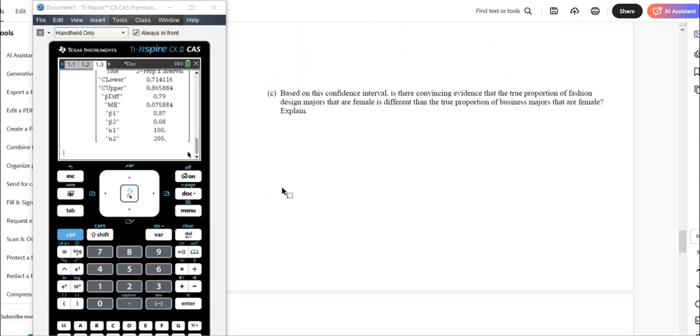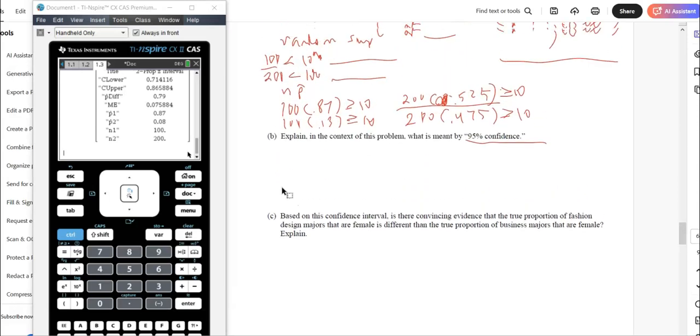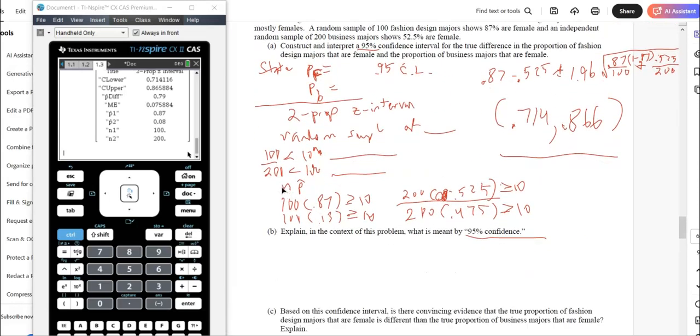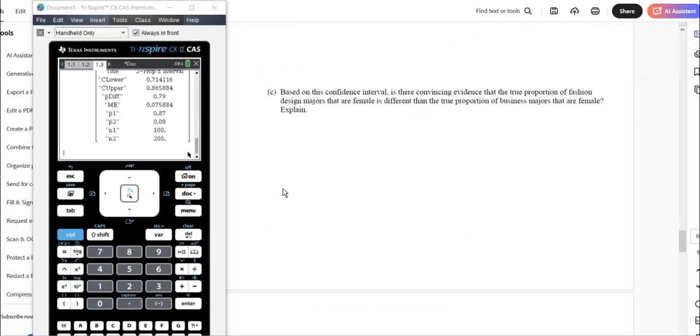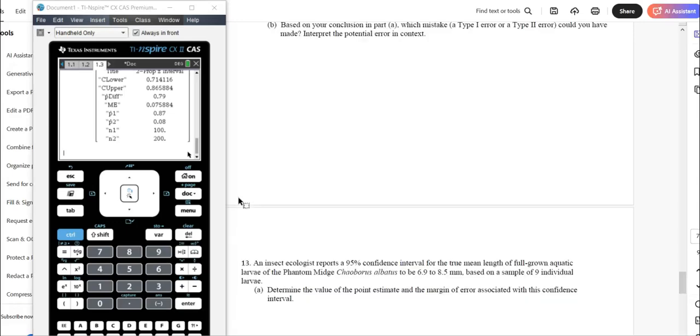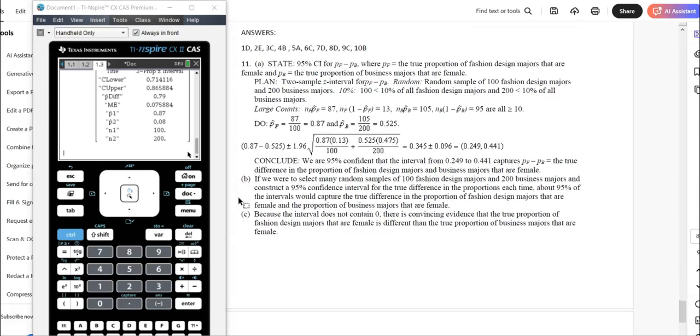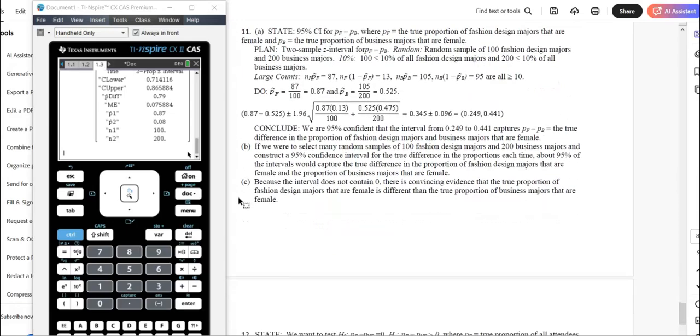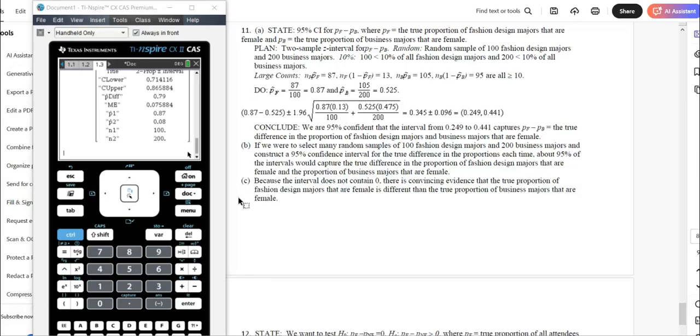Based on the confidence interval, is there convincing evidence the true proportion of fashion is different than the proportion of business majors? Let's look. Is 0 in the interval? No. Since 0 is not in the interval, we don't have evidence that there is a difference in the proportions. 0 is a plausible value. There could be no difference. It's definitely possible. Just going to show you the answers for that one if you needed it. Hopefully we hit all those about right.